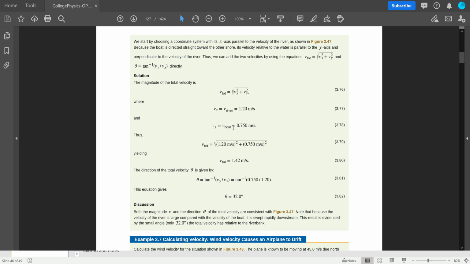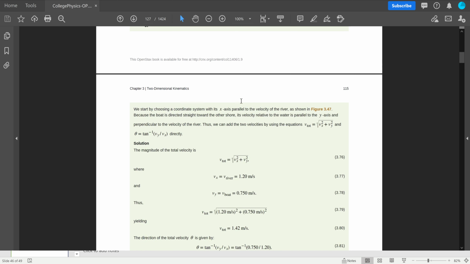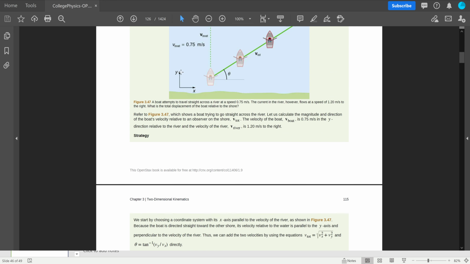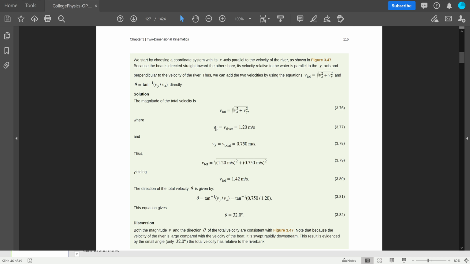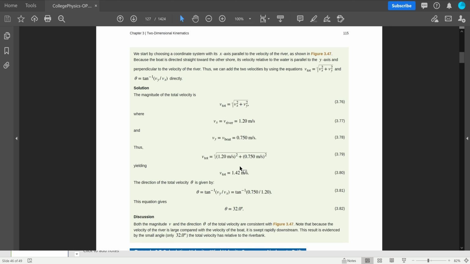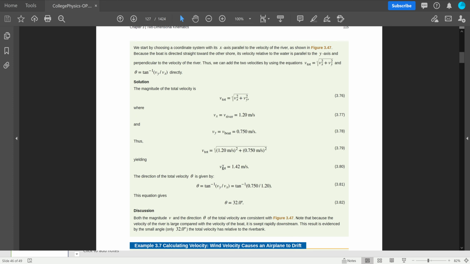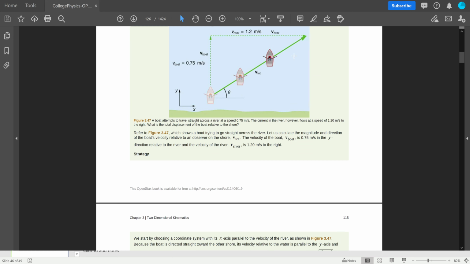Okay. So here, all they're doing is trying to denote which one's which. We know that because we said our y direction's upward, our x direction is to the right. We know that our velocity in the x component is the river. Our velocity in the y component is the boat. So we put that together, and we find out that our velocity is actually 1.42 meters per second. That is our resultant here.